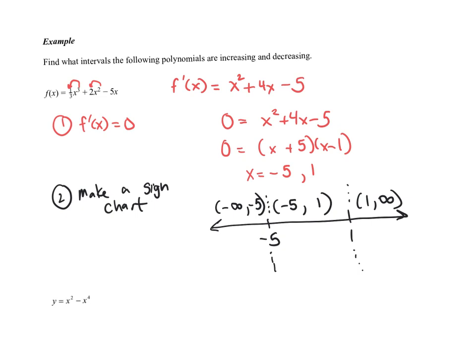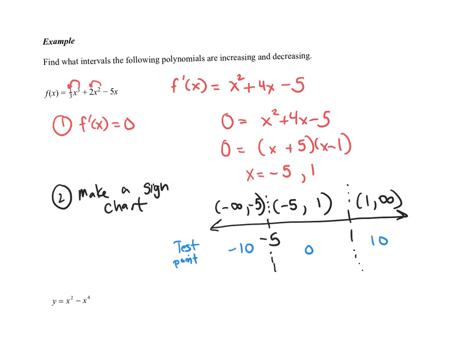So what I'm going to do is pick a point in each of these regions. We're going to call this a test point. So in this region, I'm going to pick negative 10. And in this region, I'm going to pick 0. In this region, I'm going to pick 10. You could pick any point that's in those regions. So any point smaller than -5, any point between -5 and 1, any point bigger than 1.